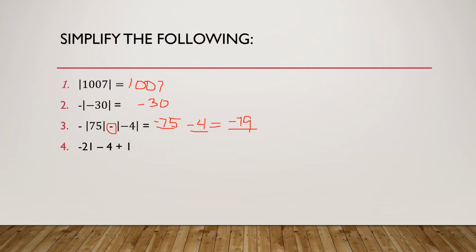We have negative 21 and negative 4 plus 1. Okay, so remember, combine. So that is negative 25 plus 1. So that is negative 24. Okay.